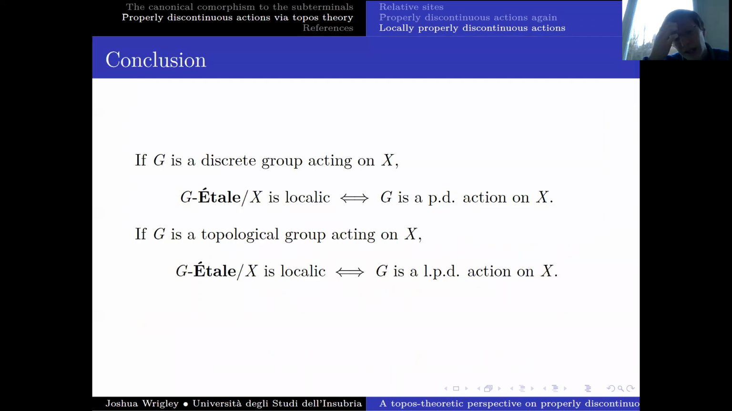So finally, to conclude, what we've shown in this presentation is that if G is a discrete group, then the topos G étale over X is localic if and only if G is a properly discontinuous action. We have given a site theoretic characterization of the topos theoretic invariant. And we've extended that to when G is a topological group: G étale over X is localic if and only if G is a locally properly discontinuous action on X.